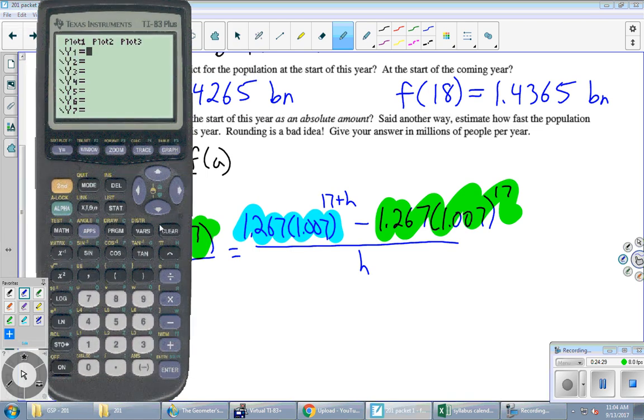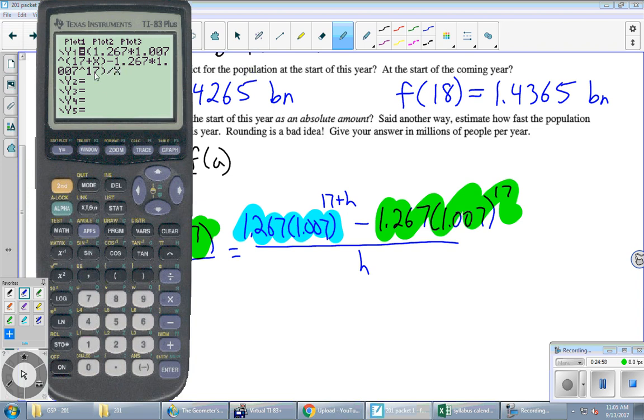This is pretty powerful. So I need parentheses here. So 1.267 times 1.007 raised to the 17 plus, I'm going to call it x instead of h here. I think that's good. And then subtract off 1.267 times 1.007 raised to the 17th, all divided by what number? Divided by, yeah, x instead of h.